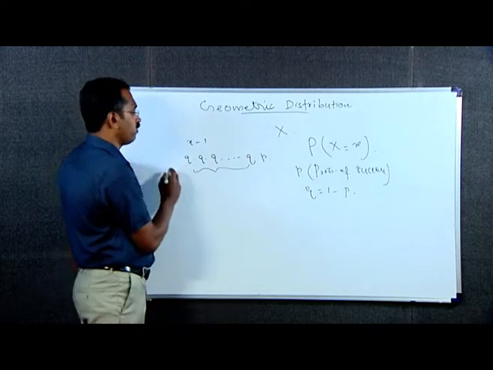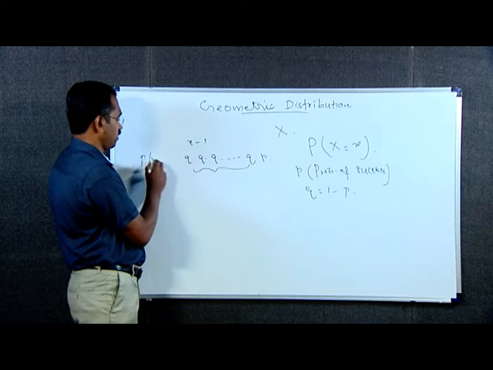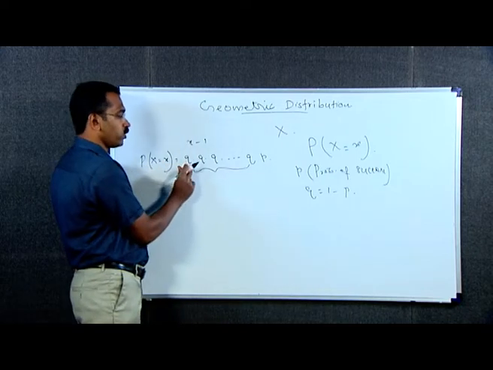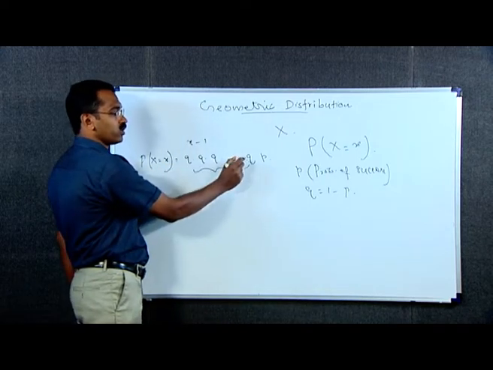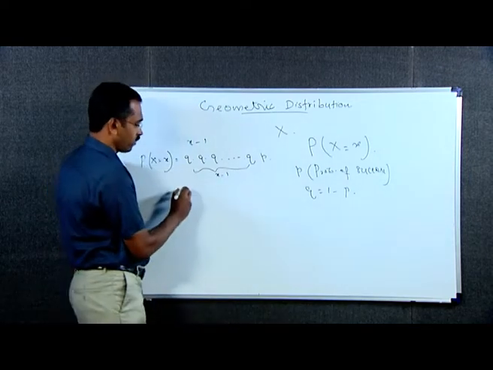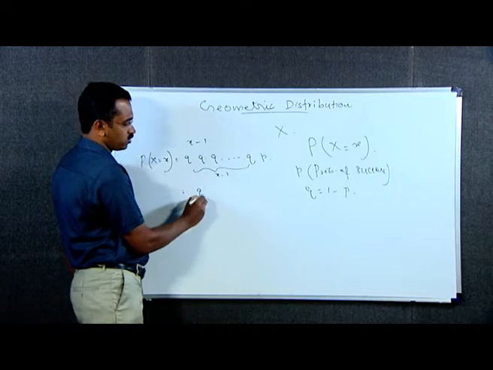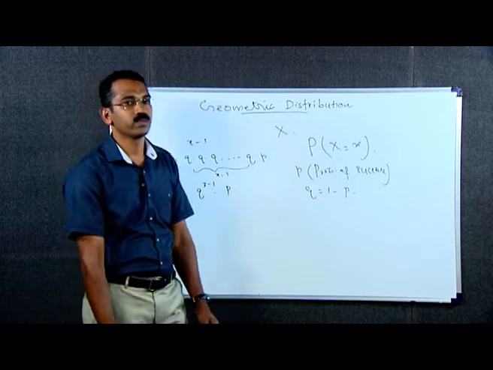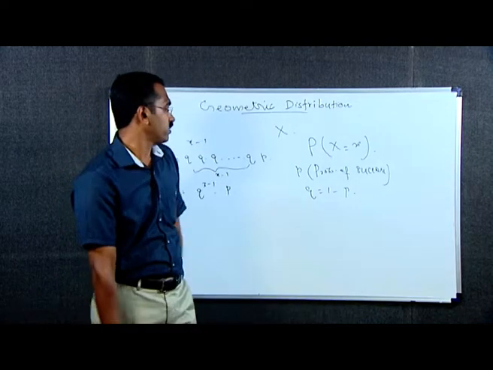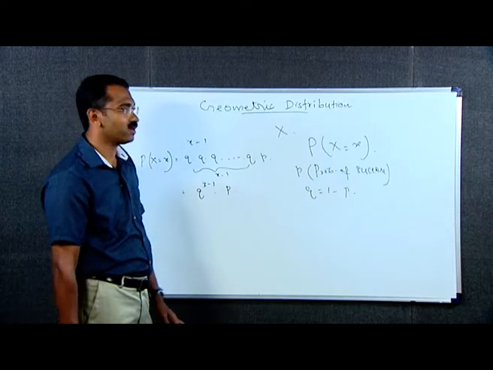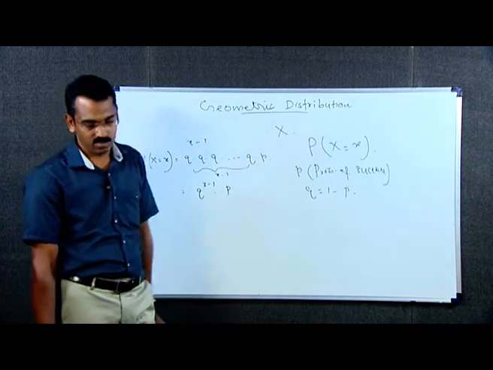Then the probability of getting the success in the xth trial is equal to q into q into q and so on, x minus 1 times, into p. That means q raised to x minus 1 into p. This is the probability mass function of the geometric distribution.